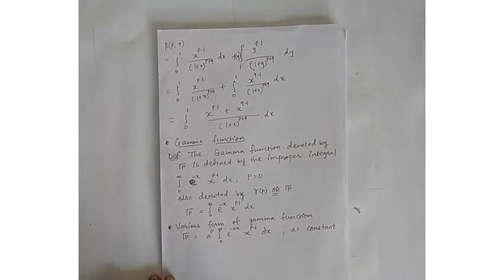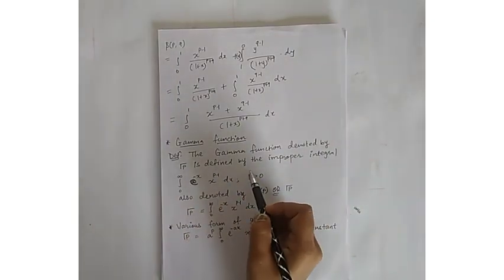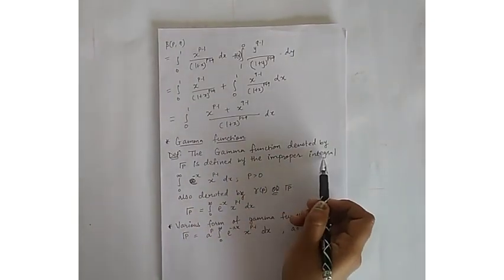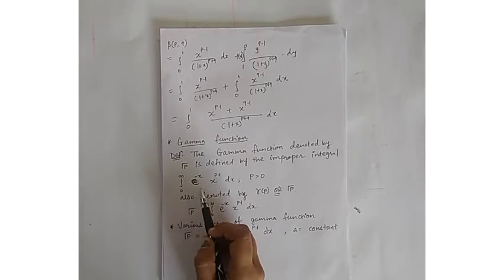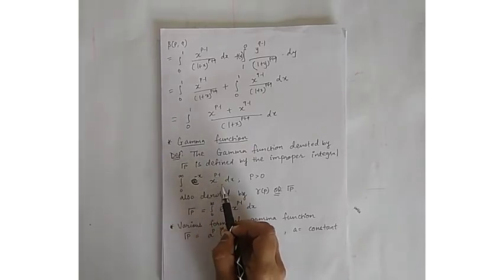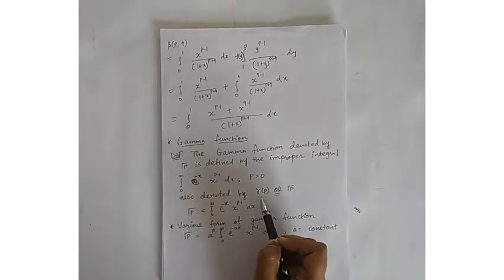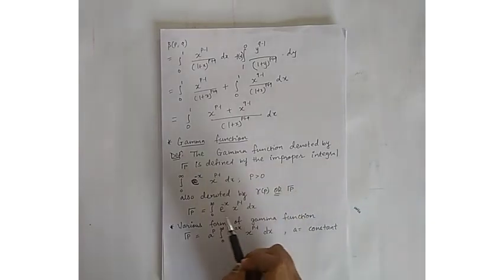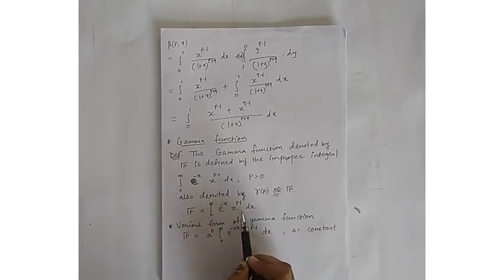Definition of the gamma function. The gamma function, denoted by gamma p, is defined by the improper integral, that is, integration with limit 0 to infinity of e raised to minus x into x raised to p minus 1 into dx, where p is greater than 0. So the definition is gamma p is equal to integration with limit 0 to infinity e raised to minus x, x raised to p minus 1 into dx.